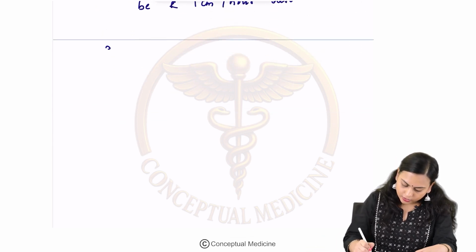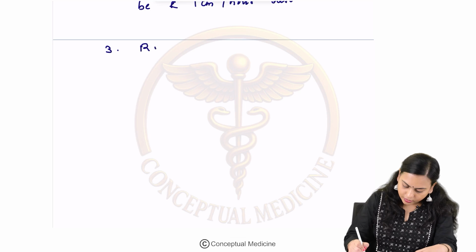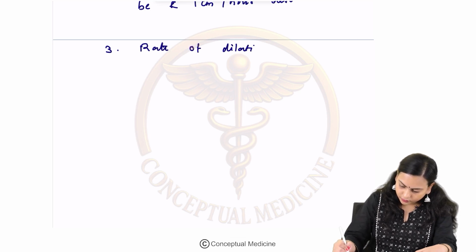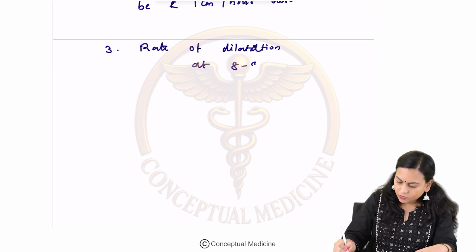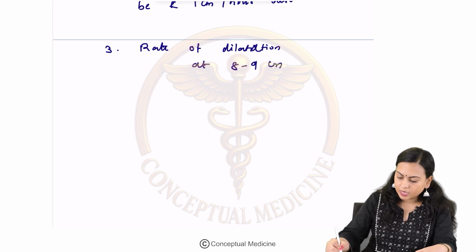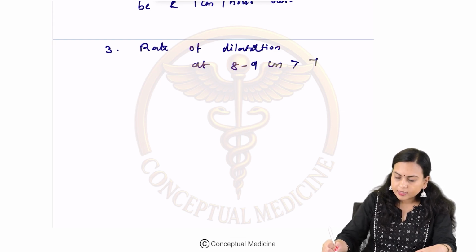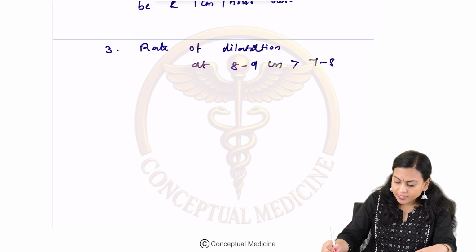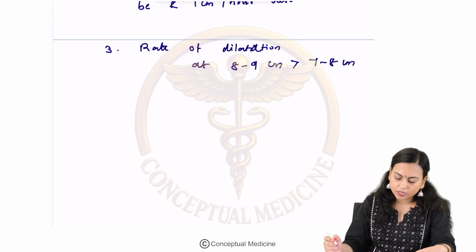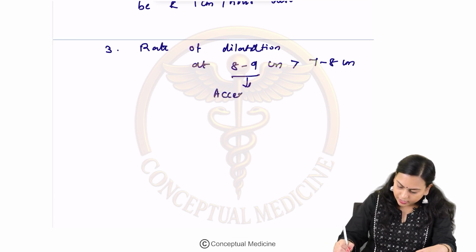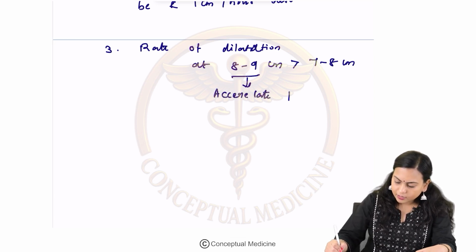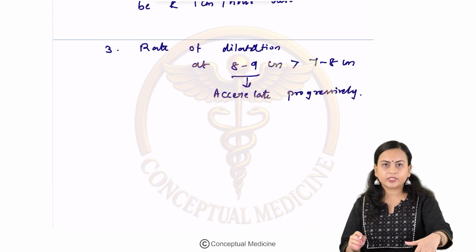Okay. For example, the rate of dilatation at 8 to 9 centimeter can be more than the rate of dilatation that has happened at 7 to 8 centimeter. Okay, and the rate would accelerate progressively. Can you understand the point?